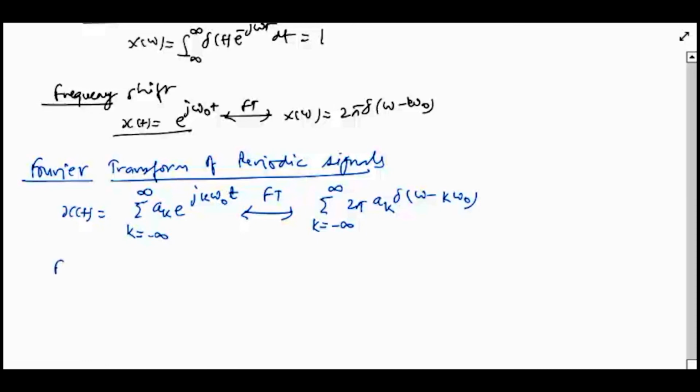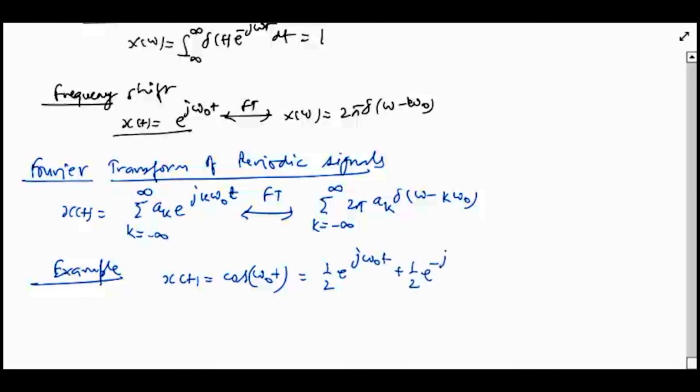Let's see an example. If x(t) is cos(omega naught t), then x(t) can be written as half e^(j omega naught t) plus half e^(-j omega naught t), and accordingly the Fourier transform of x(t) can be written as pi delta(omega minus omega naught) plus pi delta(omega plus omega naught).